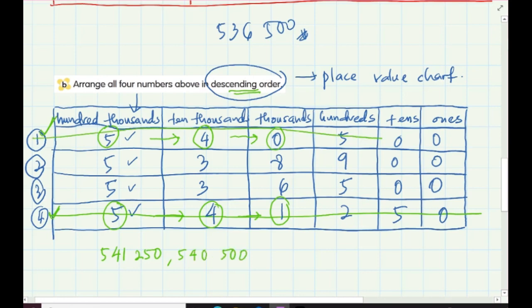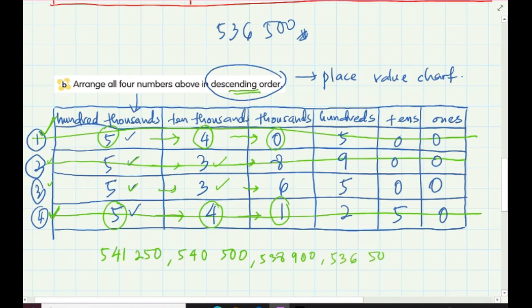Do you understand? Two left: number 2 and number 3. So, compare again. Look at 100,000, same value. We can't compare. Look at 10,000, same value, 30,000, 30,000. So, what are we going to do? Look at the thousands. We can find out that number 2 becomes the third number, 538,900, and the last one, the smallest number, is number 3. Do you understand? Okay, good.